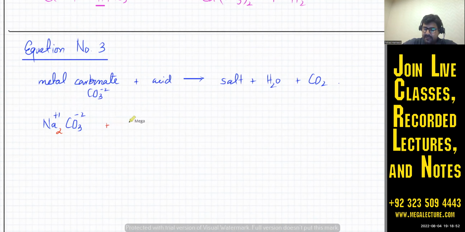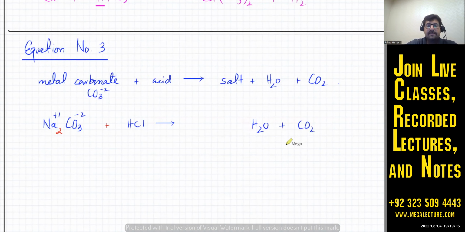Let's react it with HCl. So what will happen? A carbonate with an acid is going to produce salt. It's going to produce water, and it's going to produce carbon dioxide gas as well. Okay, all of this stuff is going to get produced.